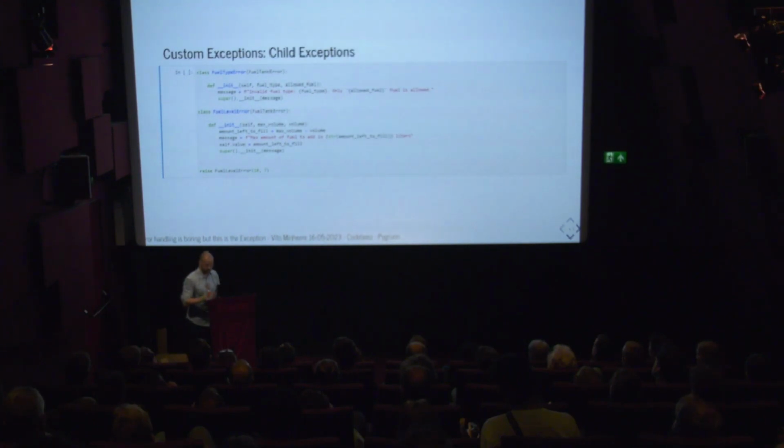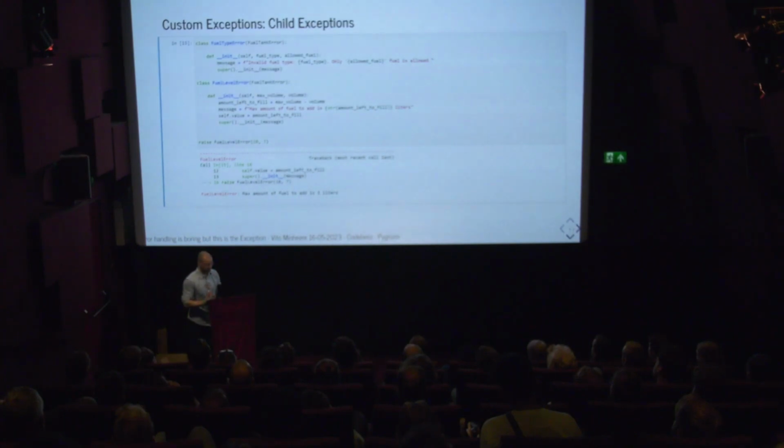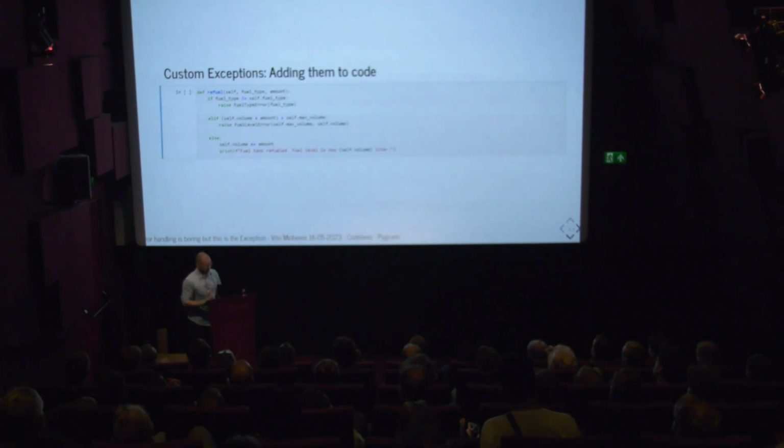Well, from this, we can make some child exceptions, such as fuel type error and fuel level error. And they both extend the fuel tank error, which we'll later see is very important. And it's good to keep in mind when you make your own modules that other developers will use. So we can add them to our code. We have a refueling function that, if you put in the wrong type, for a rocket it's supposed to be hydrogen, will raise that error. And if you put in too much, so let's say you just say, oh, chuck in 1,000 liters, but it takes less, it will say, oh, it's too much, you can only put in this amount.